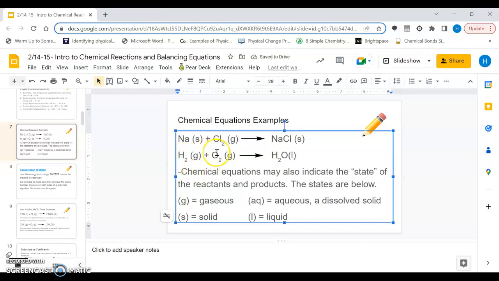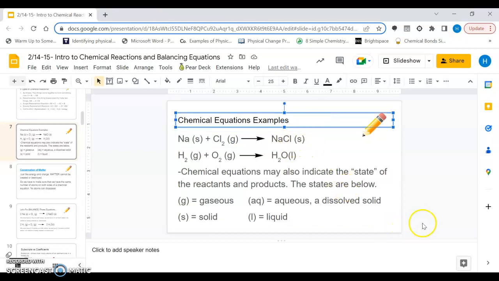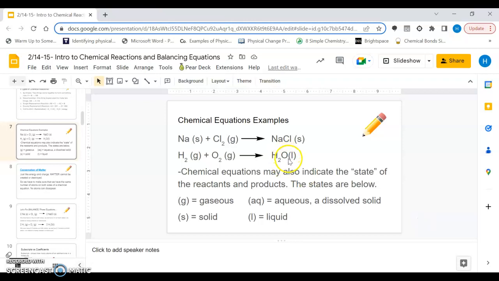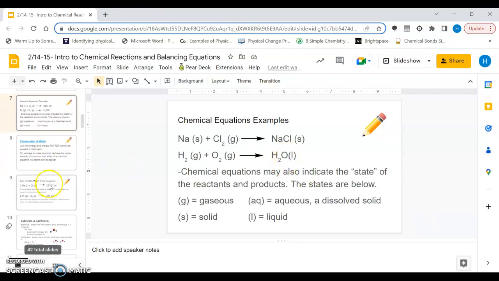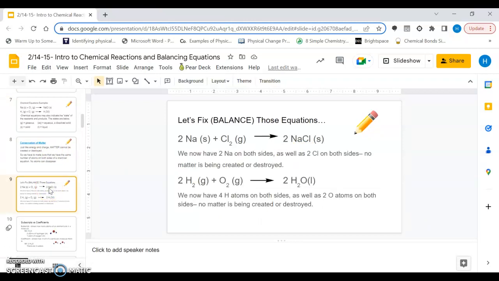I've got 2 hydrogens on the left. I've got 2 oxygens on the left. I've got 2 hydrogens on the right. Yay! But I've only got 1 oxygen on the right. So my product is short an oxygen. Not fair, not right. We have to have even numbers on both sides.